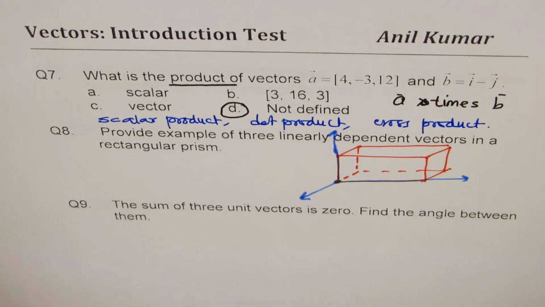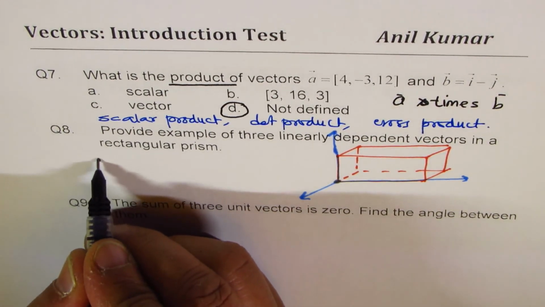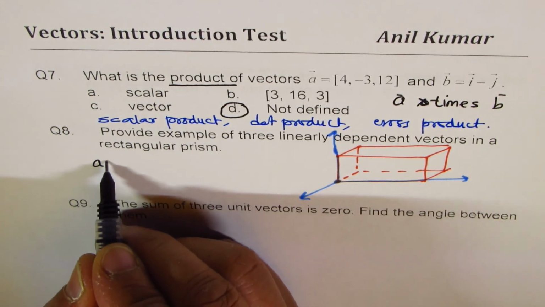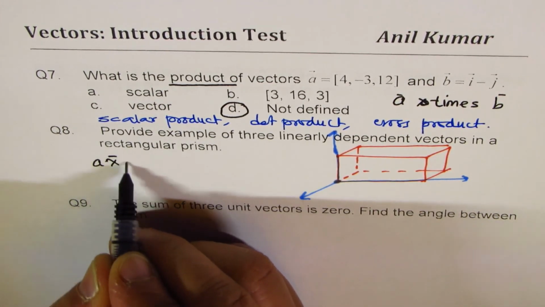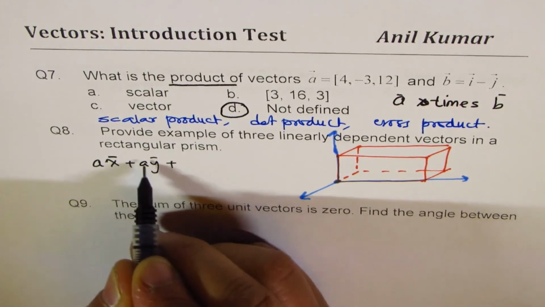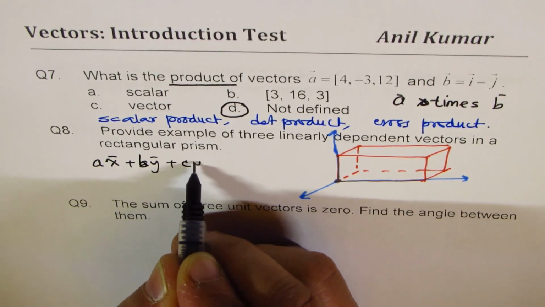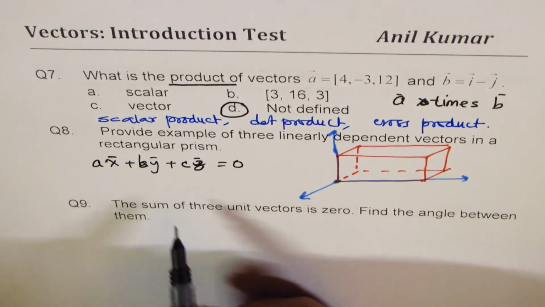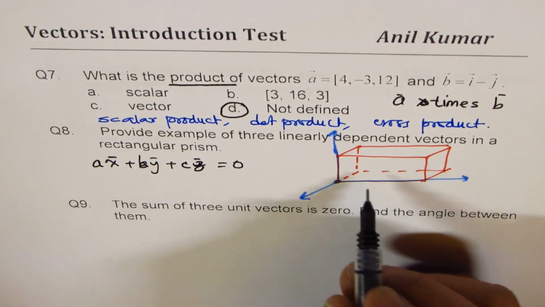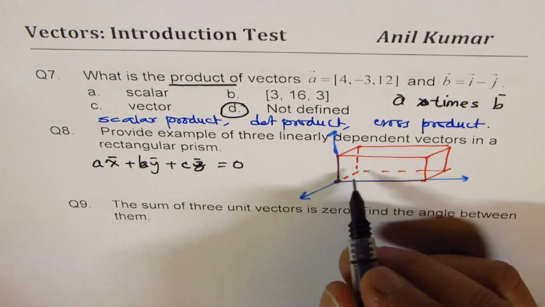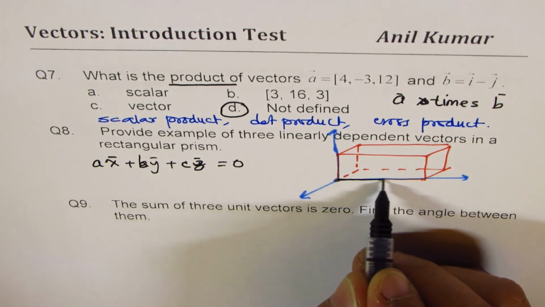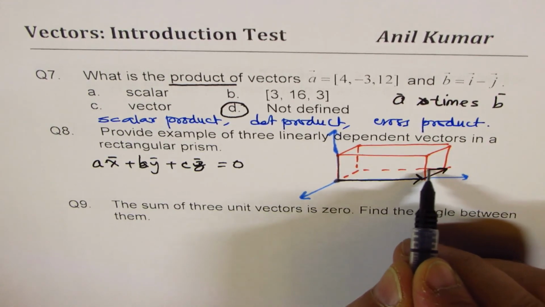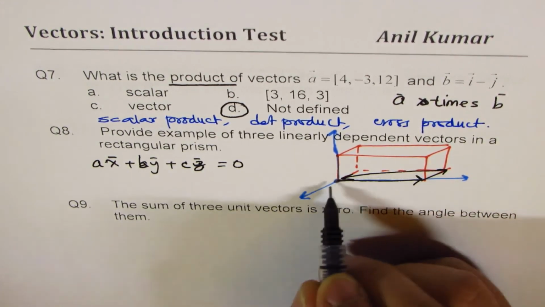If we have 3 vectors, let's say x, y, z, linearly dependent means ax plus by plus cz should be equal to 0. So the combination should be 0. One of those combinations could be this: we could go like this, into this, and then come back. Do you see that? So it becomes 0.